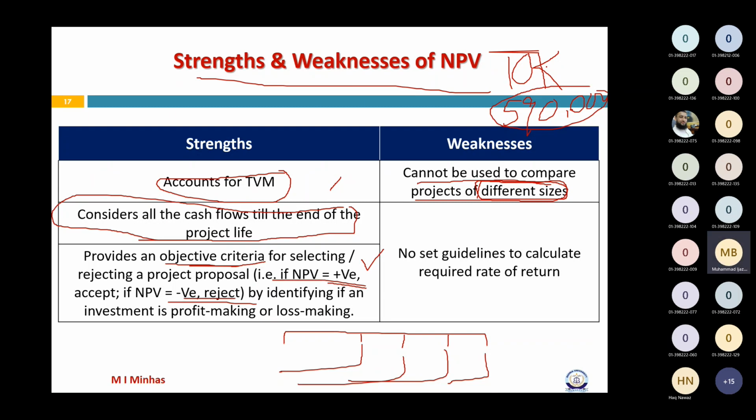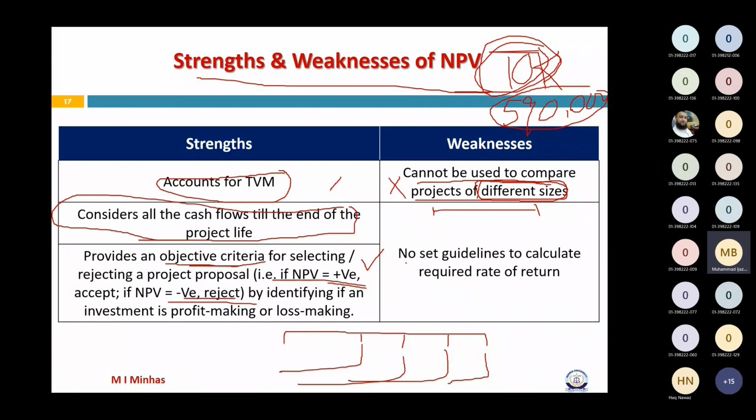That's why we say it is the limitation of NPV that it cannot compare projects of two different sizes, or you may say when the difference in initial investment of two projects is too large. In that case, NPV can mislead you, right? So using NPV in such a case is not advised.